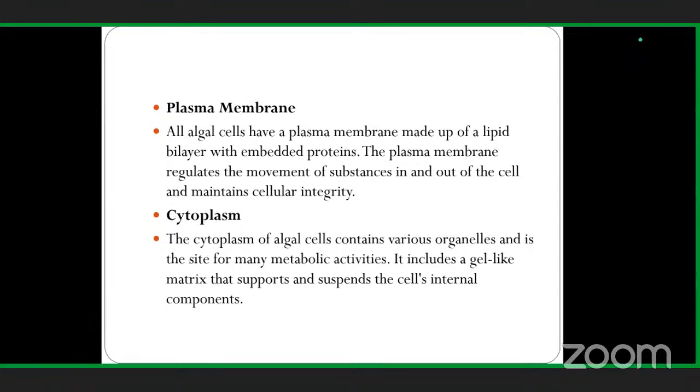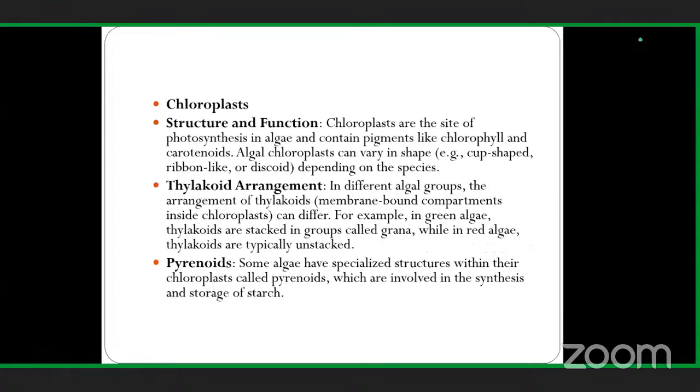bilayer and proteins are embedded in it. Next is cytoplasm. All cell organelles are found in the cytoplasm, like mitochondria and vacuoles, and it has a gel-like matrix that supports and suspends the cell's internal components. So next is chloroplast. Chloroplast is the site of photosynthesis, and the chlorophyll, you will find it in the chloroplast only. And in the chloroplast, you will also see sometimes pyrenoids, which are specialized structures within the chloroplast.